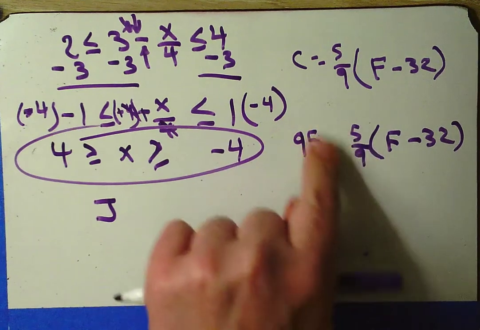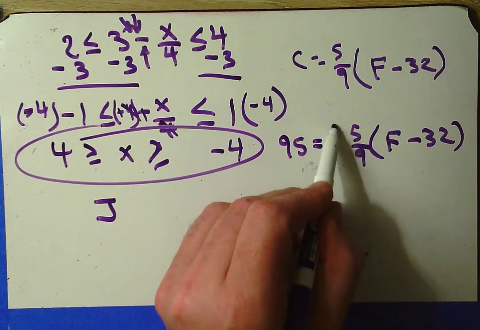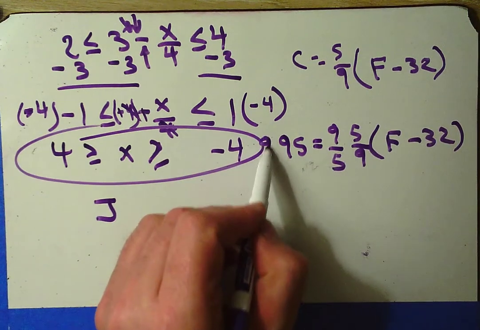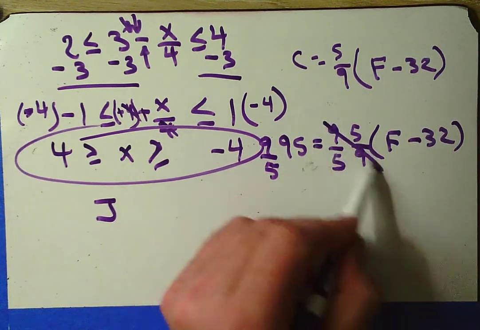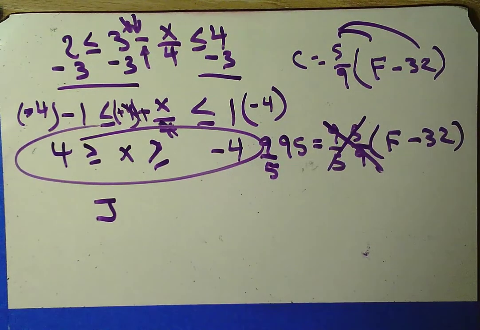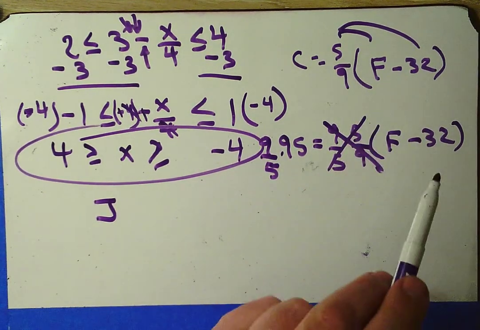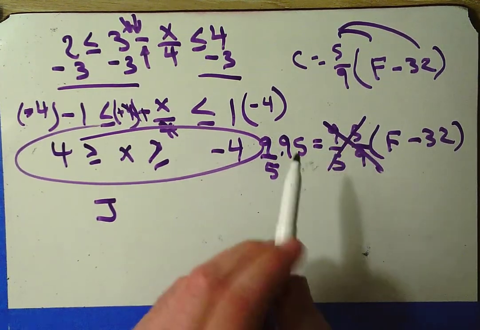First, I'm going to multiply both sides by 9/5 so that these can cancel. I know many people like distributing. That's just going to make the problem longer. So I'm going to multiply both sides by the reciprocal of 5/9, which is 9/5.